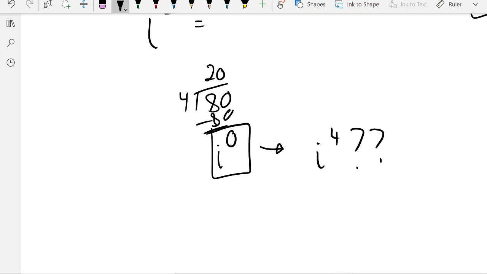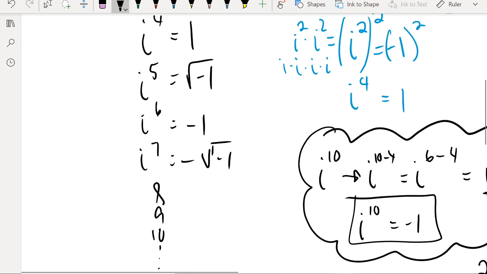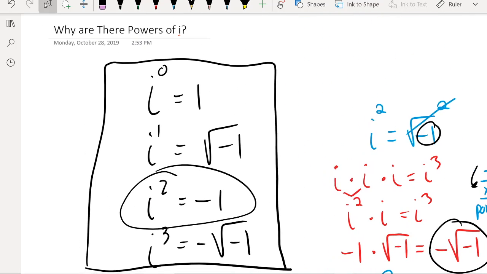Now, if you get a zero remainder, that means it's i to the zero. But according to most textbooks and teachers, they're going to want this answer, for whatever reason. They want i to the fourth power, when really you don't need to write it as i to the fourth power. Okay, so that's all that I have to say about that.